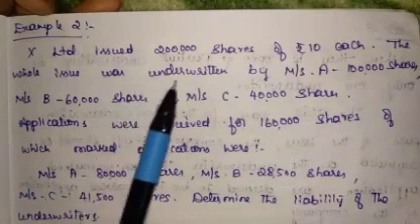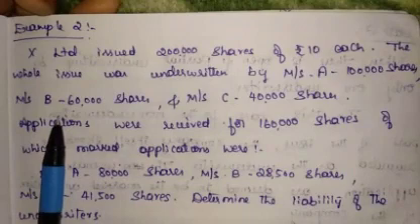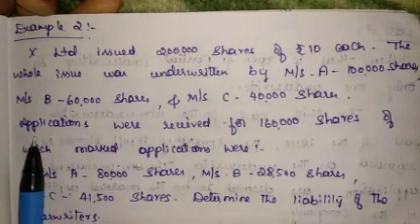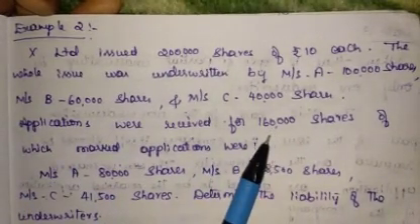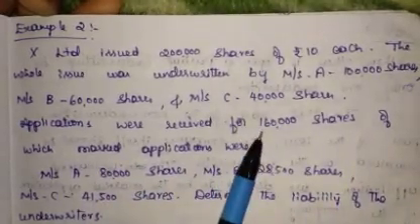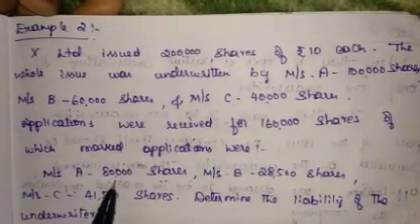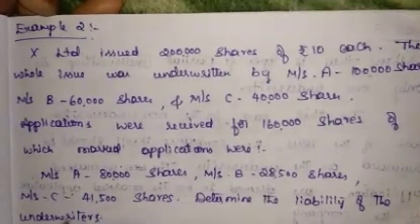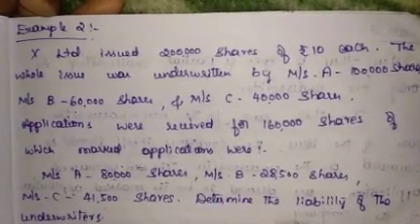The whole issue was underwritten by A 1 lakh shares, B 60,000 shares, C 40,000 shares. Applications were received for 1,60,000 shares from the public, and out of that marked applications through A 80,000 shares, B 28,500 shares, 41,000 shares from C. Determine the liability of the underwriters.